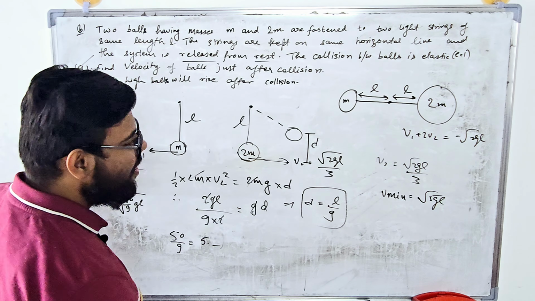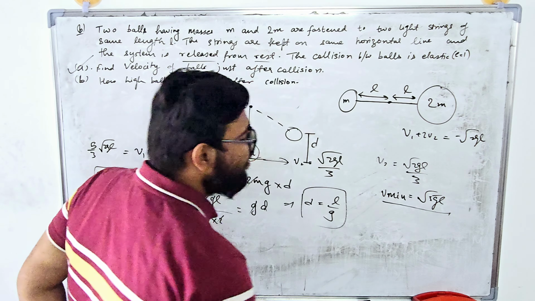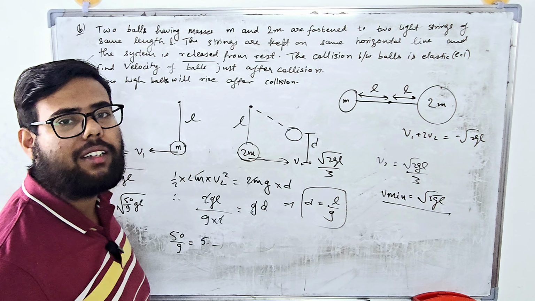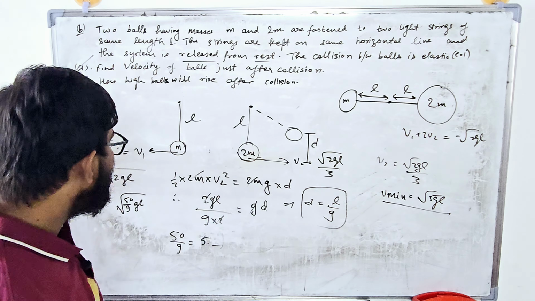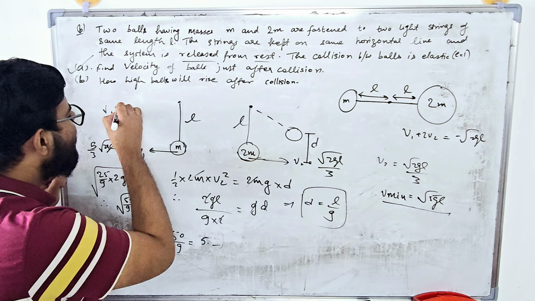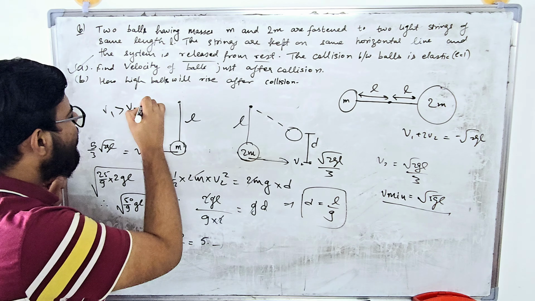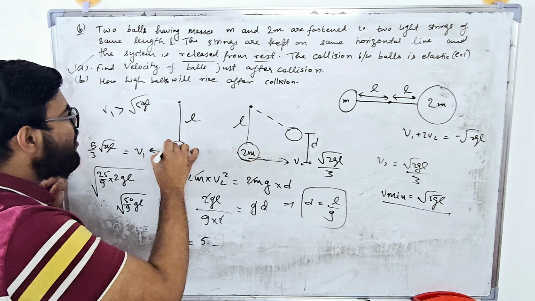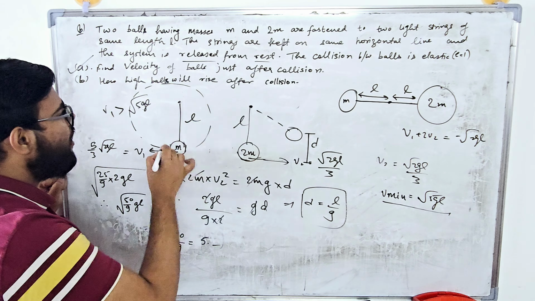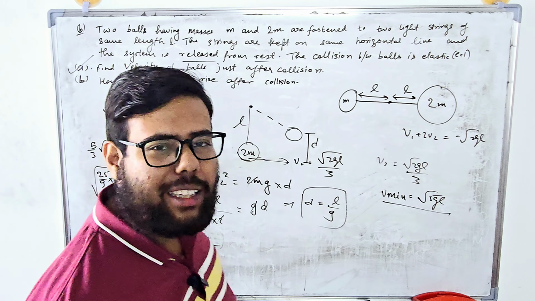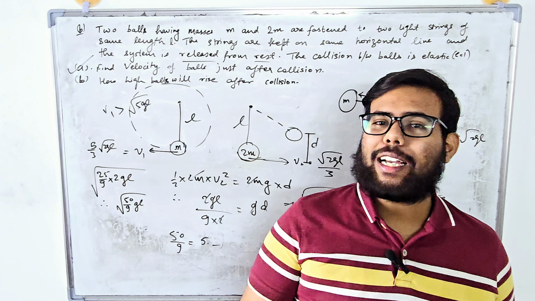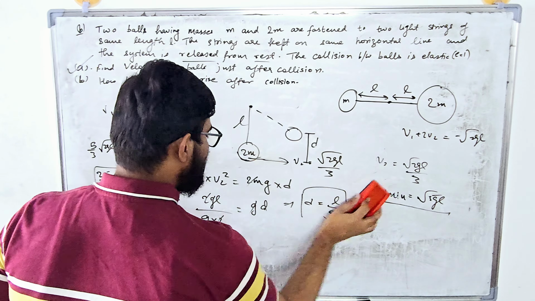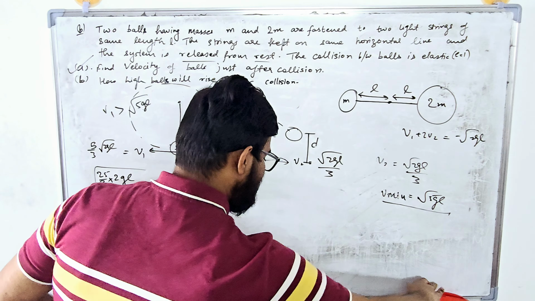So notice one thing, that it is greater than the minimum velocity which is required for completion of the vertical circle. Hence it means that v1 is greater than v minimum, or root 5gl. Hence it means that it will complete the circle, right? So what will be the maximum height in this case? Well, it will be 2 times the radius. Why? Because it is completing like this.